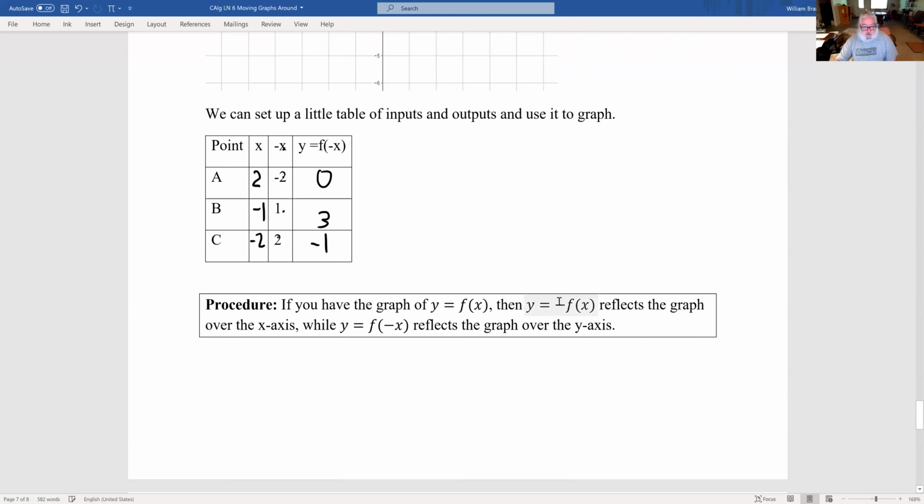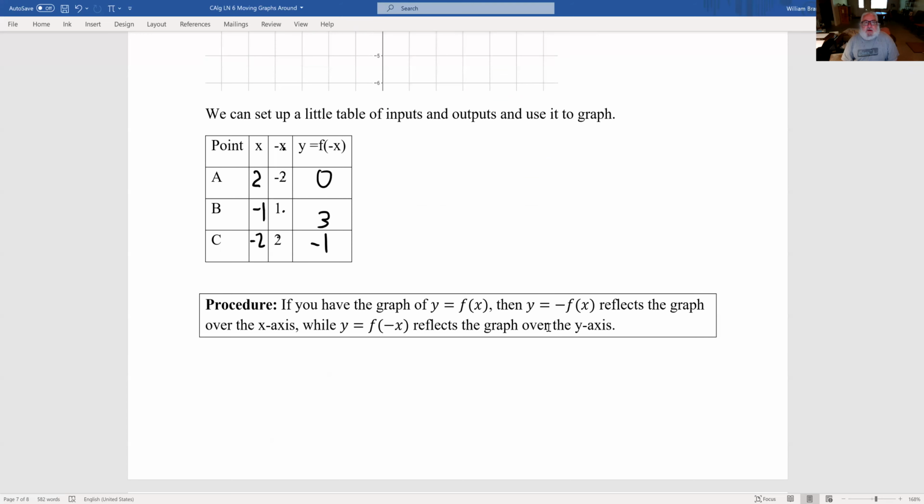Okay, so outside reflects it over the x-axis, inside reflects it over the y-axis. So there's three things we can do, and we can do it either to the x or the y. We can add or subtract, multiply or divide, and we can multiply by -1. Adding and subtracting just picks up the graph and moves it. Inside moves it left and right, outside moves it up and down.